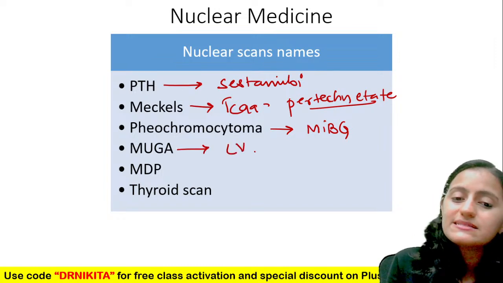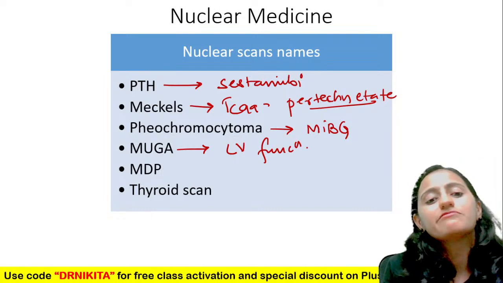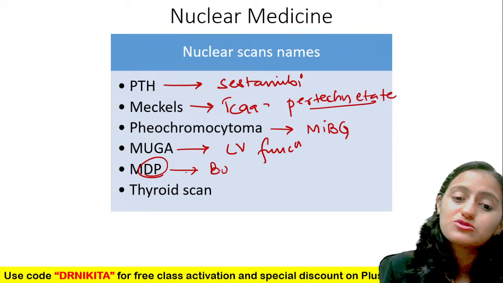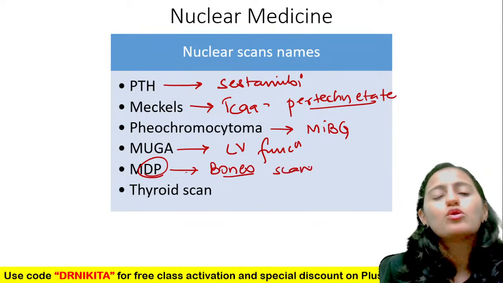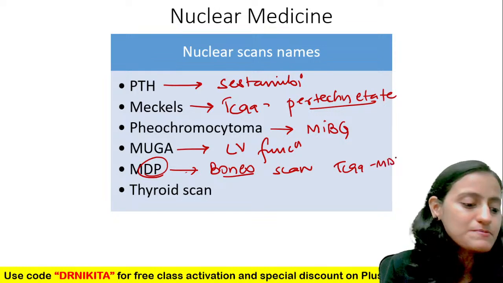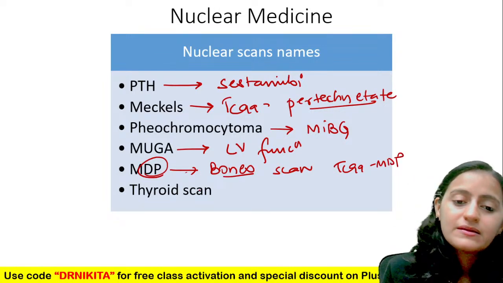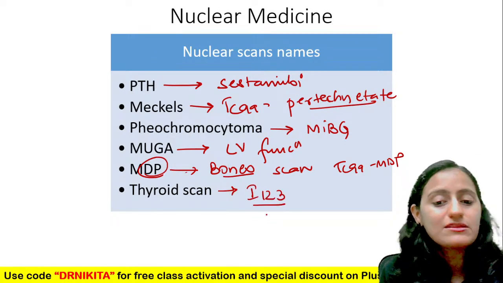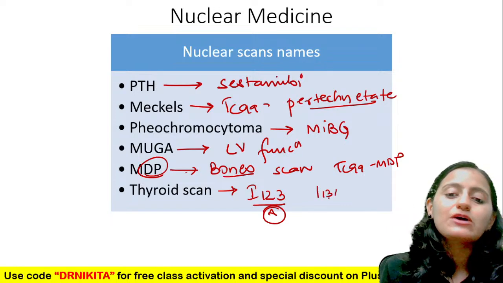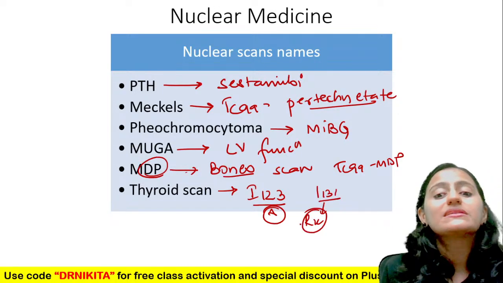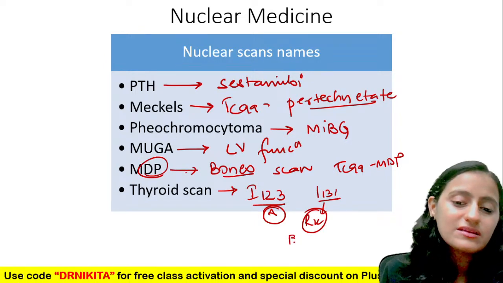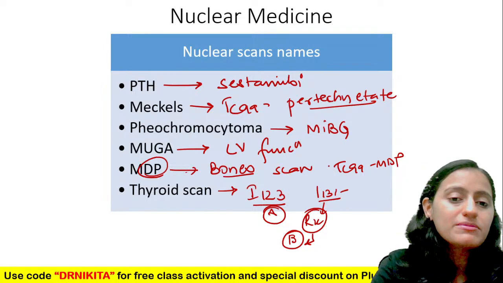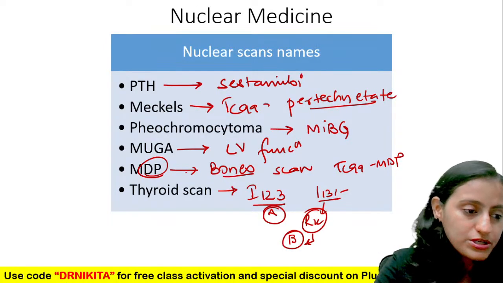MUGA scan has been asked in the exam before. It is done for left ventricle function. MDP scan, diphosphonate like bisphosphonates going to the bones. Remember, this is the bone scan. Technetium 99 MDP scan is done for bones. Very good, Rohit. Thyroid scan. For thyroid scan, we have iodine 123, which is used for diagnosis. Iodine 131, which is the therapeutic one. The therapeutic effect is because of the beta rays. Half-life also you should remember, the radioisotopes ka half-life is important.